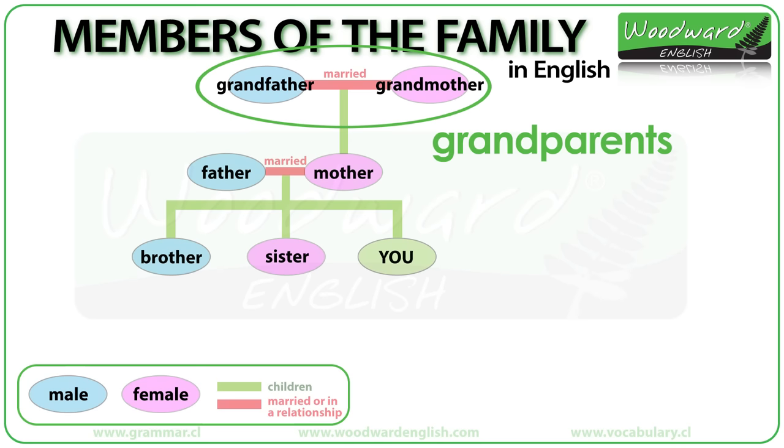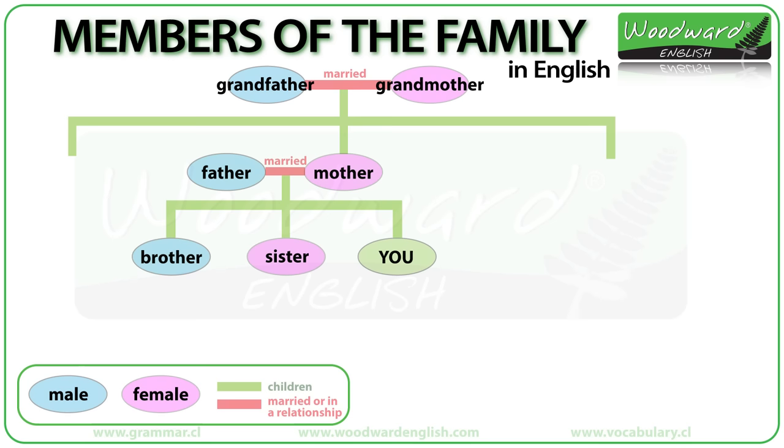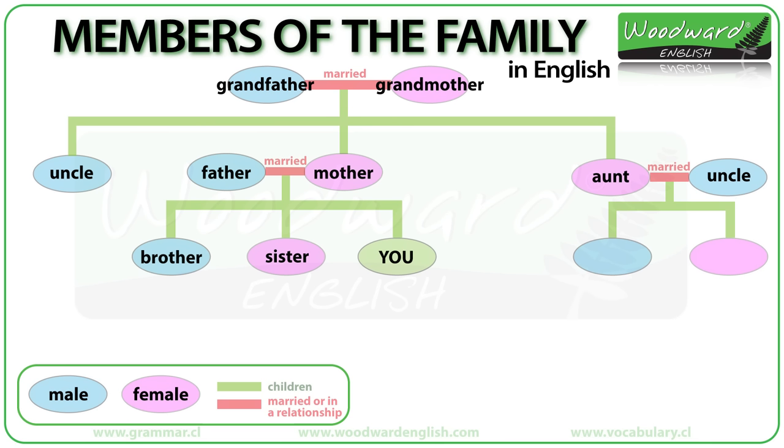Sometimes your mother or father have brothers and sisters. If your mother has a brother, he is your uncle. Uncle. If your mother has a sister, she is your aunt or aunt. The pronunciation of aunt is British English. Aunt is American English. If your aunt is married to a man, he is also your uncle. Uncle. When your uncle and aunt have children, they are your cousins. We use the word cousin for a male or female.